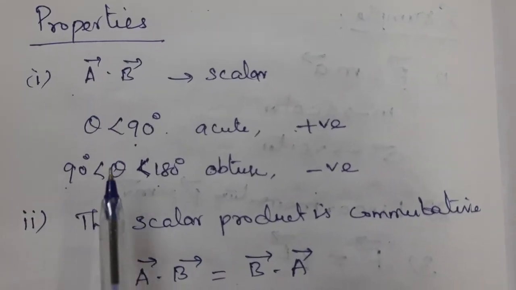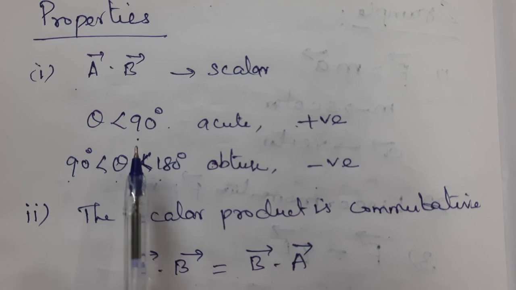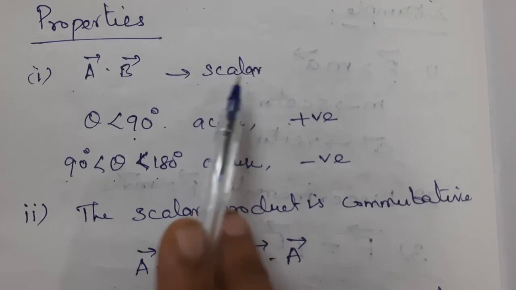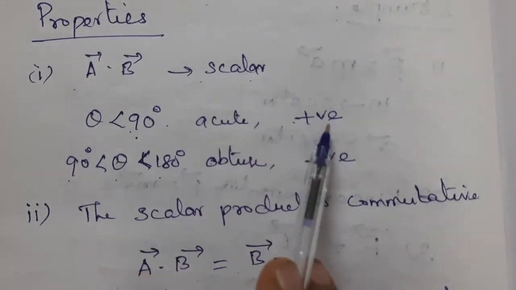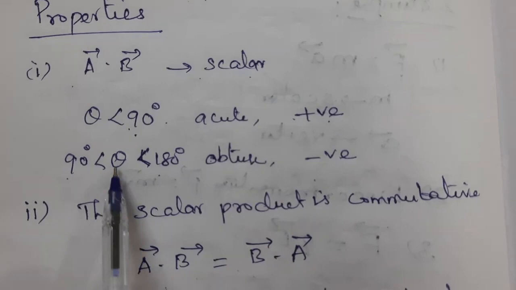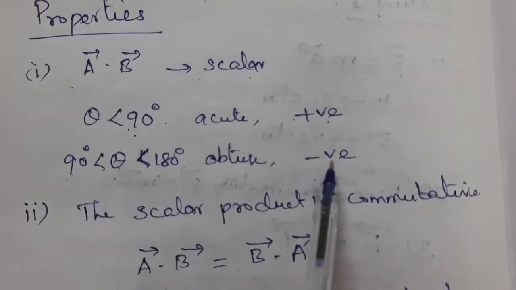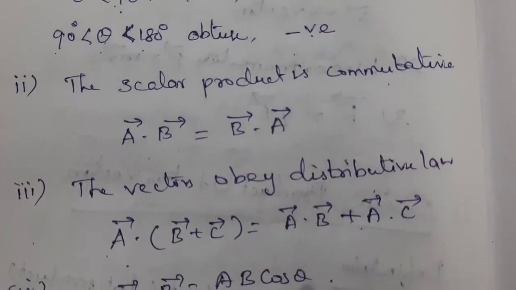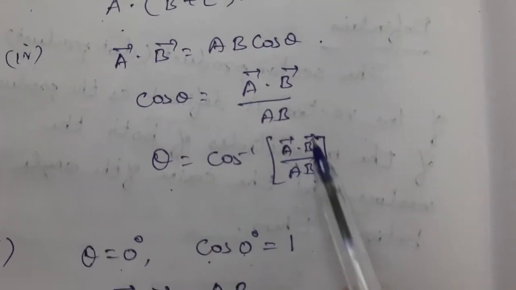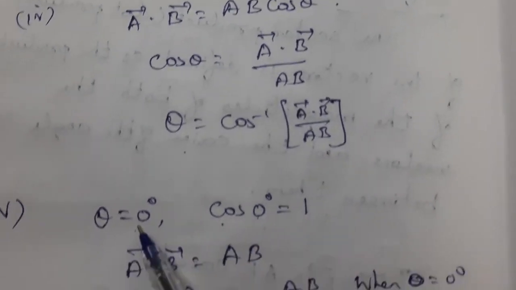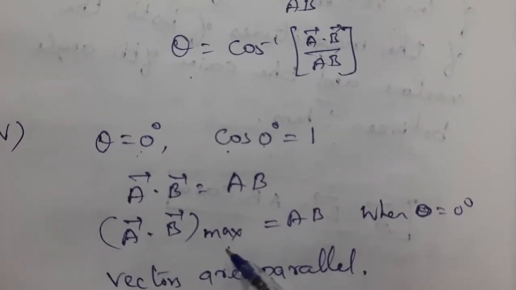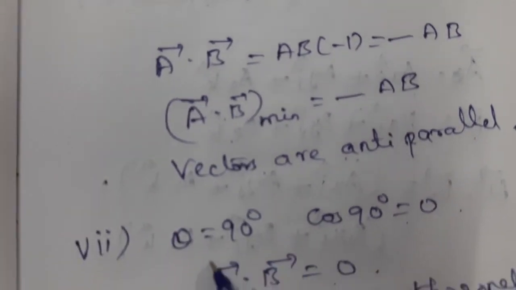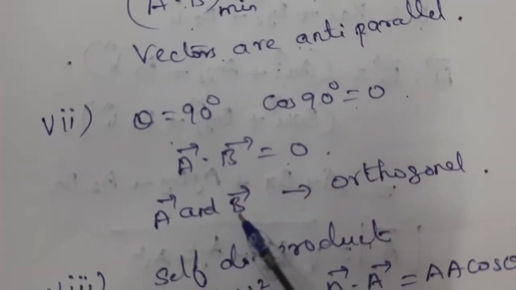First, the definition: A dot B equal to AB cos theta. The properties: A dot B is always a scalar. For less than 90 degrees, the product is positive. Greater than 90 degrees, less than 180 degrees, the product is negative. Then it is commutative, it obeys the distributive law. Then theta value is cos inverse of A dot B by AB. When theta equal to 0, A dot B has the maximum value. Theta equal to 180, A dot B has the minimum value. Theta equal to 90 degrees means vectors are said to be orthogonal.